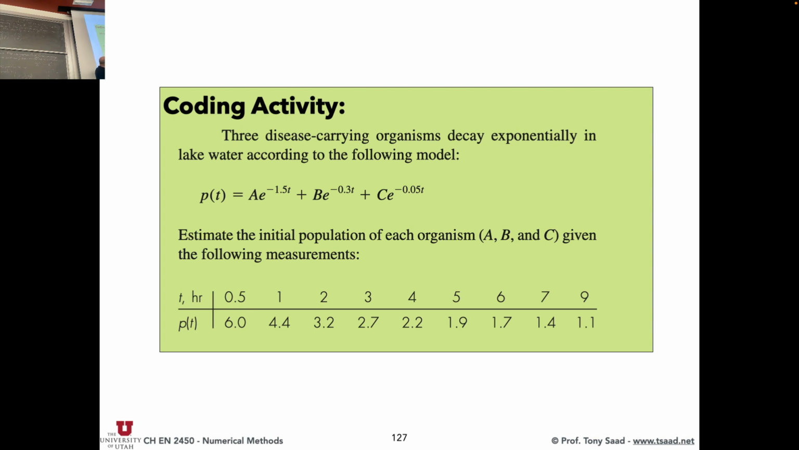And the population size is decaying. It starts with a total population of 6, but we don't know the individual populations. It starts at 0.5 hours with 6, and then 4.4, 3.2, and this could be in millions.